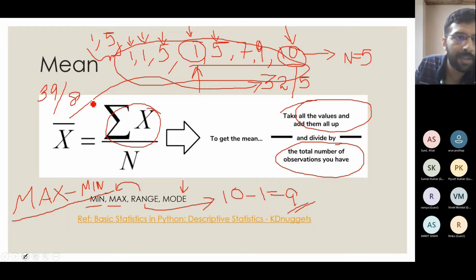Then the minimum value in this data set is 1. Maximum value in this data set is 10. Range is defined as max minus min, so my range will be 10 minus 1, which is 9. The mode will be the data point which is occurring most frequently in this data set, which in this case is 1 since it is occurring 3 times.